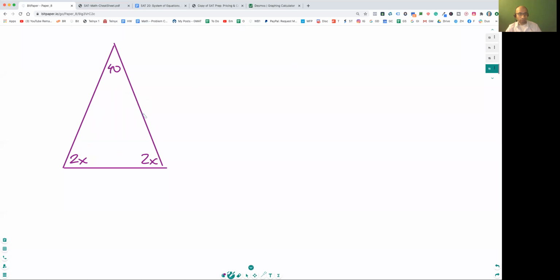Just simply add these three together. 40 plus 2x plus 2x is equal to 180. Remember, this is the most important part that they are going to give you. This guy plus this guy plus this guy is 180, and now you just have to solve it.